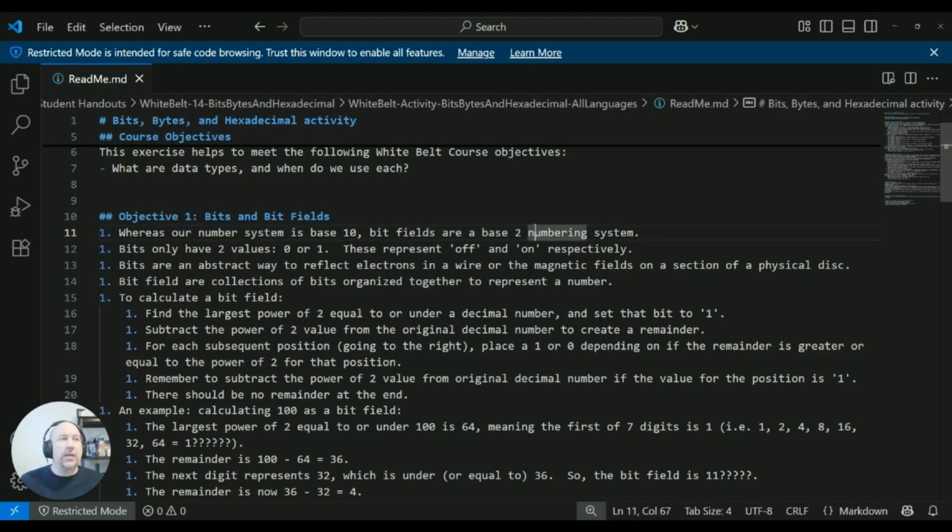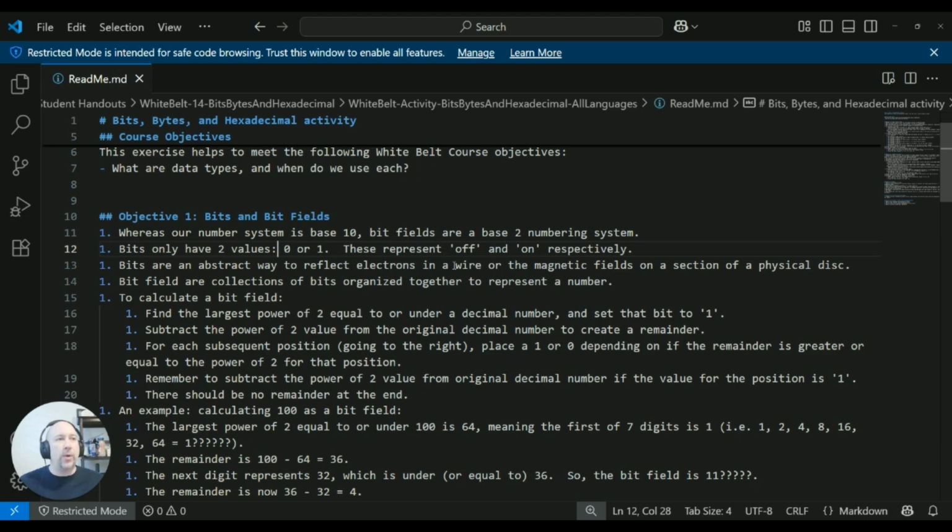Bit fields are based on a base 2 numbering system. In other words, the only values we have are 0 and 1. In order to increment past 1, you reset the 1's place back to 0, and you add a 1 to the 2's place. So 2 in binary is 1, 0. Bits only have 2 values, 0 or 1. They represent off and on respectively.